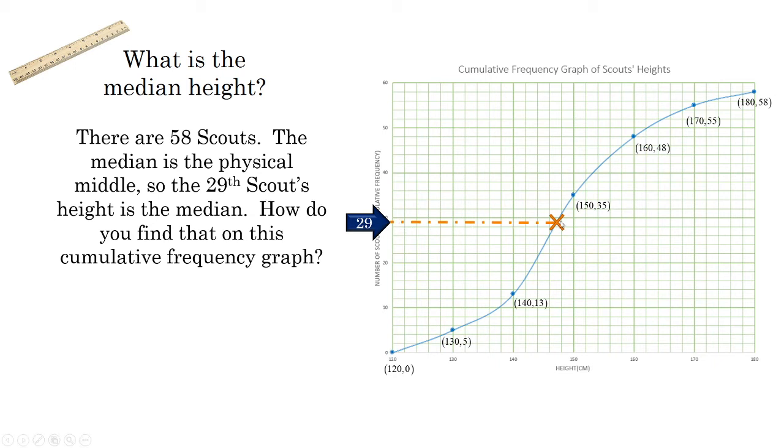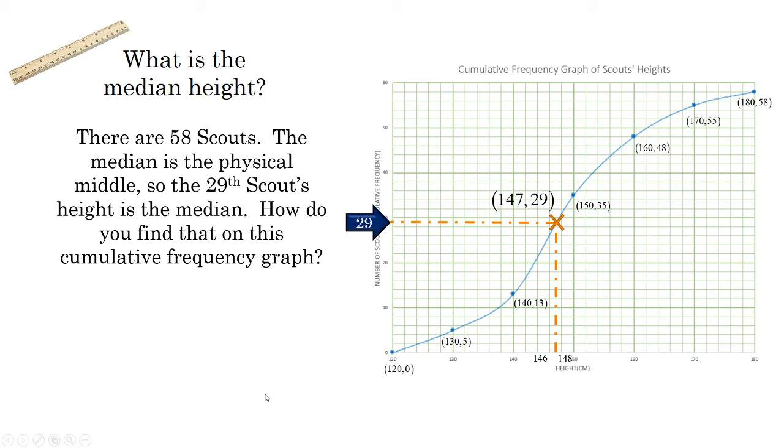I did dotted so it stands out a little bit. But draw a solid line until you hit your curve, and then make sure you go directly vertically down until you get to your x-axis, and then you can see approximately what that height would be. So the median would be the 29th entry, and it looks like that's going to be around 147 centimeters tall. So the 29th person is the median. The median person is the 29th person. How tall they are is 147 centimeters.